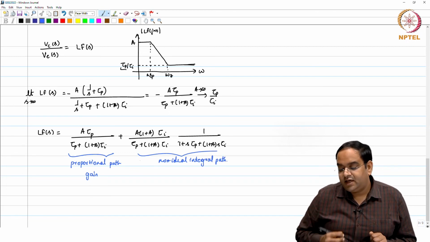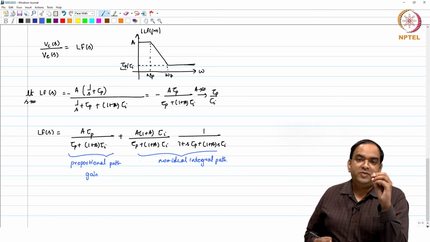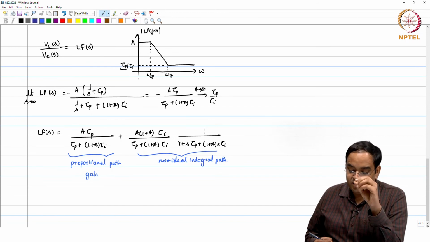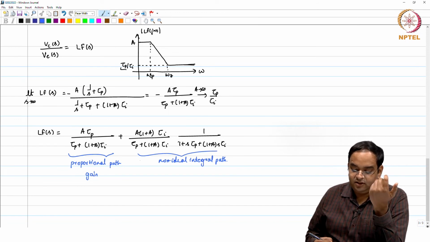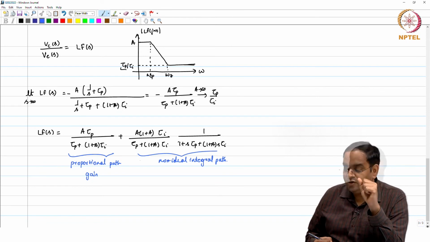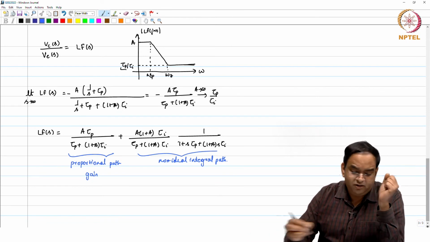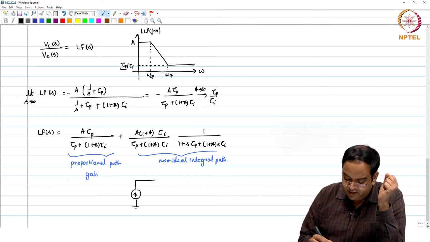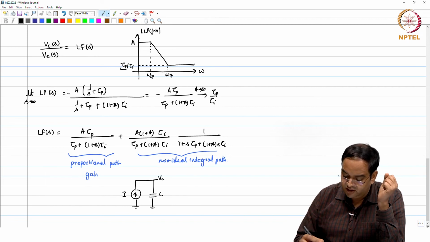As A tends to infinity, the gain of the integral path actually goes to infinity. But here the problem is A does not go to infinity. So, you have some kind of non-ideal integration. And what is actually non-ideal integration? To understand that, you can think, if I have a current source and I pass it through a capacitor, the voltage Vc, you will always see that this keeps on increasing.